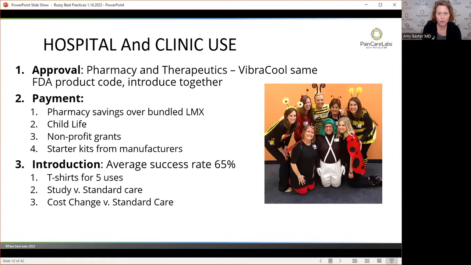Certainly dupilumab is one where now we're seeing a lot of patients who are going off the medicine because of the pain of the injections and the difficulty at home. So trying to find parent groups or nonprofit grants is one way.